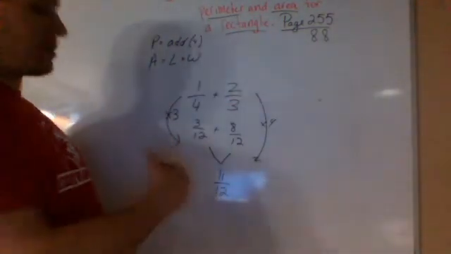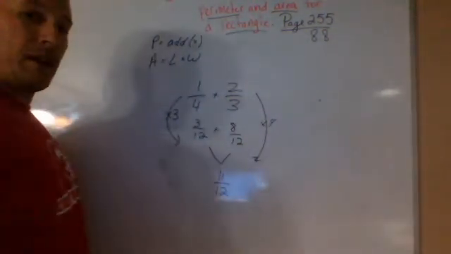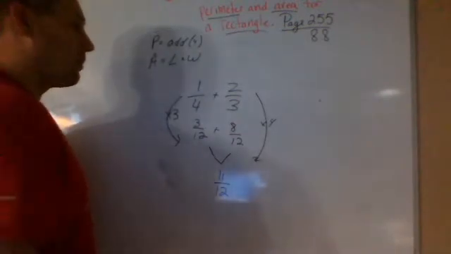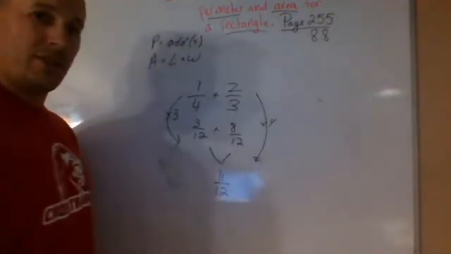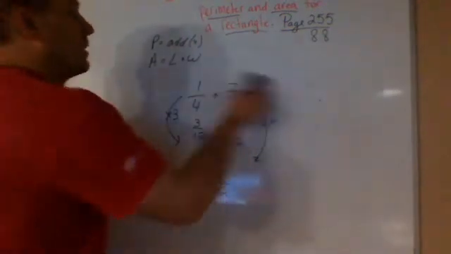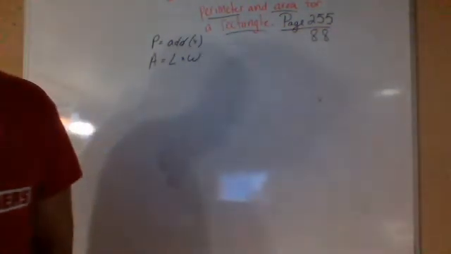So really, maybe I should have started the lesson with this. But maybe if you're getting stuck and confused, you have to review how you go from improper to mixed, mixed to improper, and also how you add fractions with unlike denominators. So that's really the issue with this lesson. It's not necessarily about perimeter and area.